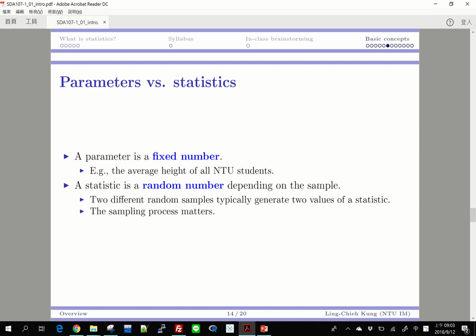Okay, so that process has some randomness inside, and that's basically why we need probability when we are talking about statistics. Okay, the sampling process of course matters. So here are some basic concepts, and in the later courses we will talk more about them.